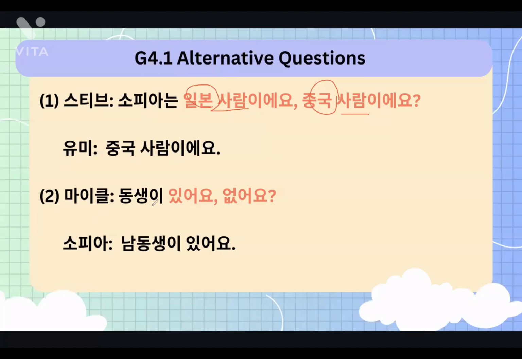Then look at Michael. 동생이 있어요? 없어요? Do you have a sibling? Then Sophia chose 남동생이 있어요. Oh, I have a younger brother. So our alternative question is very simple. You should just choose only one option from the given choices. 일본 사람이에요? 중국 사람이에요? Or 있어요? 없어요. 자, then let's go to our next grammar point.